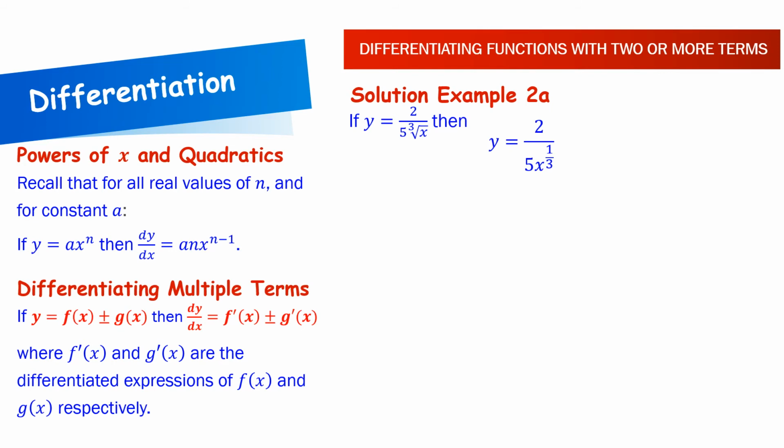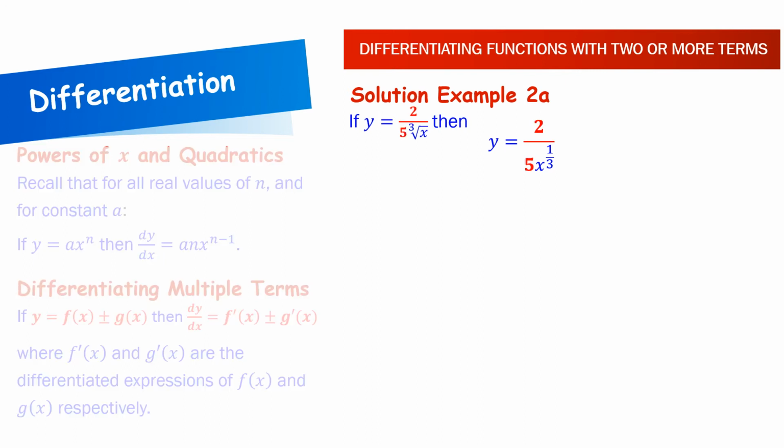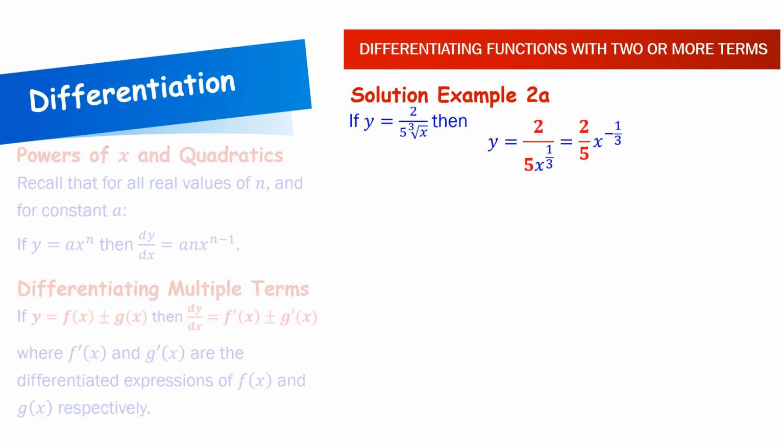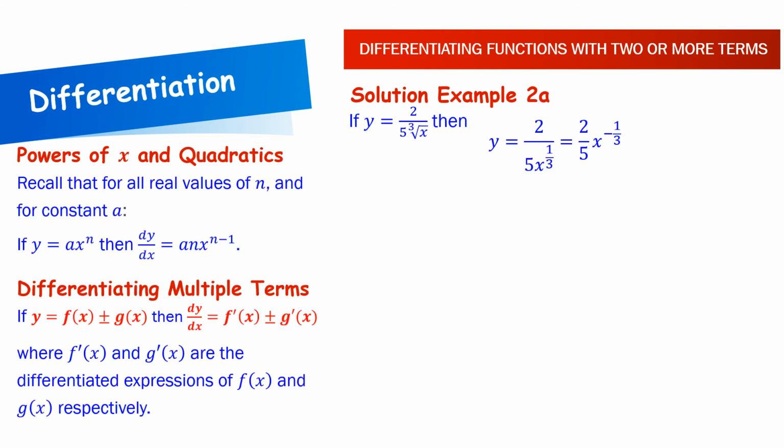We can express this as y equals 2 over 5 times x to the 1/3. However, this is still not quite in a format that we can work with to find differentials. So here's where 2 over 5 came from, and here's where x to the 1/3 came from. So this is 2/5 times x to the power minus 1/3. Now this is in the form a constant times x to the power of a constant, so we can work with this and we can differentiate.